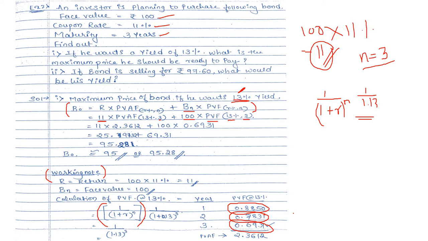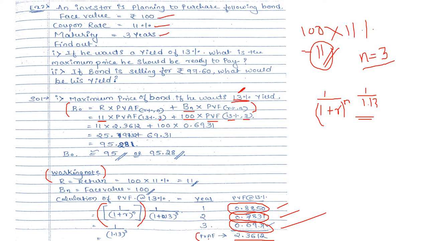So round it off to 0.6931. So for how many years do we want? N is equal to 3 years. So we got the 3 years values. Correct. Now next we have to insert the values. Now do the total of these PVF values, that is 0.8850 plus 0.7831 plus 0.6931. So we get the total as 2.3612. So this total is nothing but your PVAF.